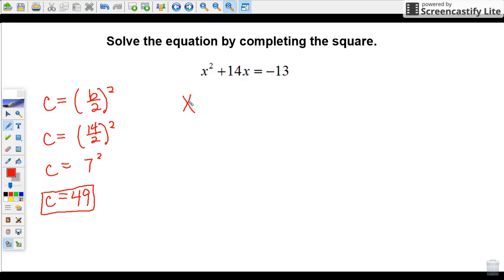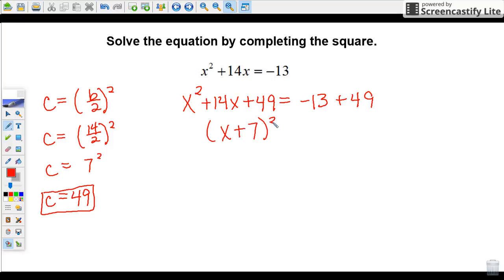So I'm going to rewrite this as x squared plus 14x plus 49 equals negative 13 plus 49. I have to add that c value to both sides. And now on the left side, this is a perfect square trinomial. If I were to do the box method with this, I would get x plus 7 squared. And that equals 36 when I combine these.